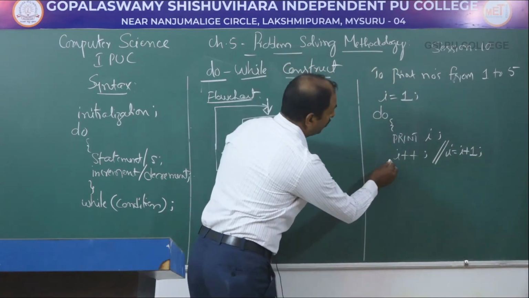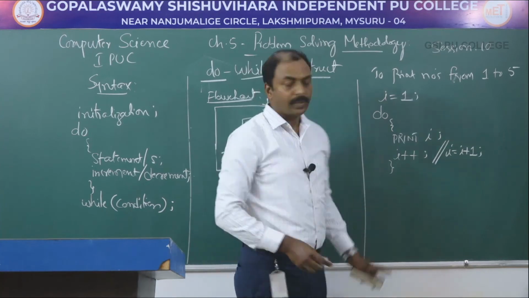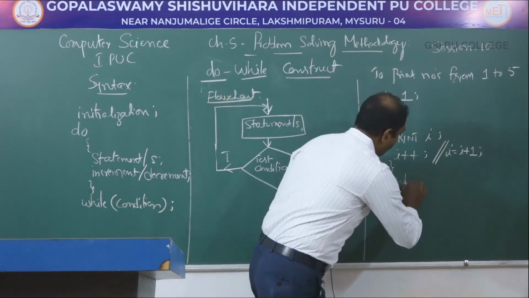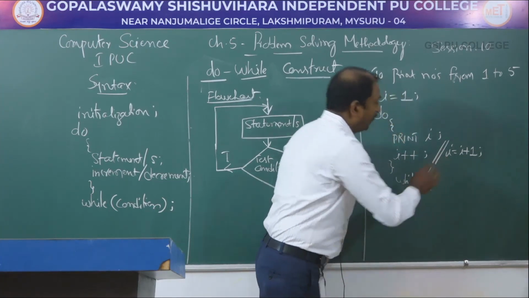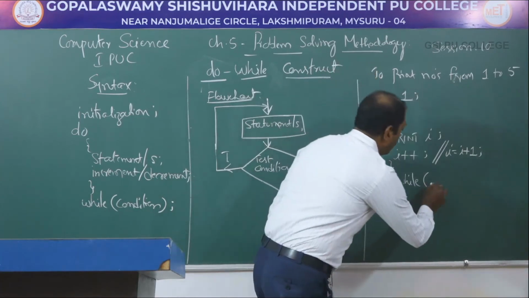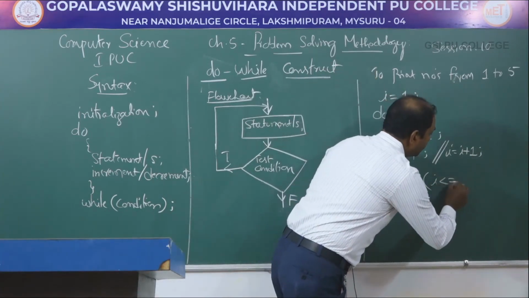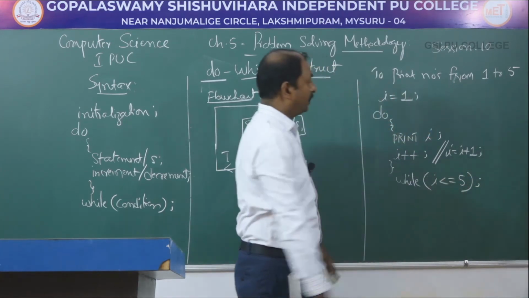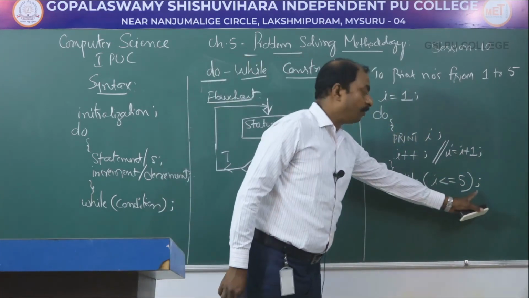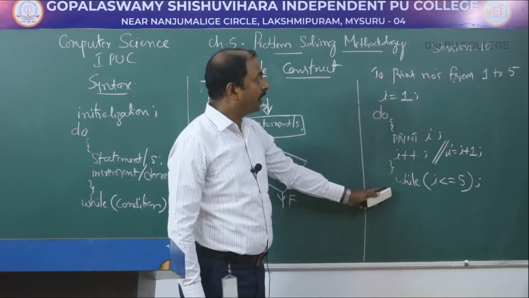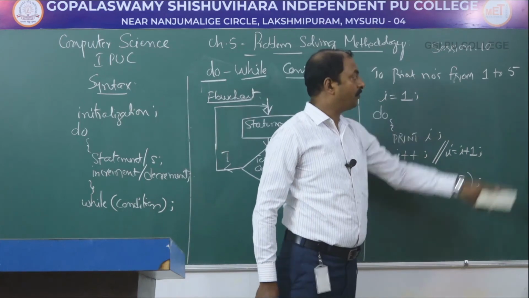So next we are closing the bracket. Next one is while condition. So here while, what is the condition here? The last value is 5. I can write here I less than or equals to 5, close the bracket and semicolon. Semicolon is very, very important here. So this is a program construct to print numbers from 1 to 5.